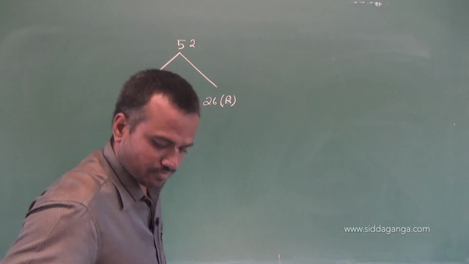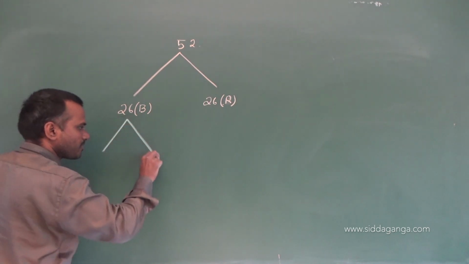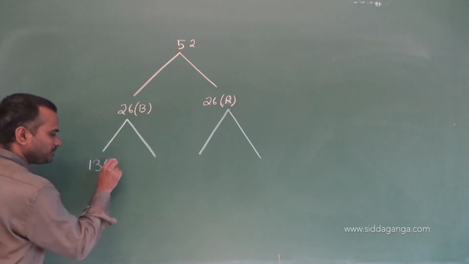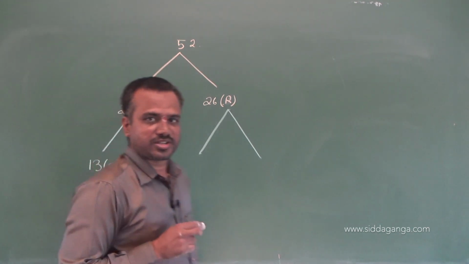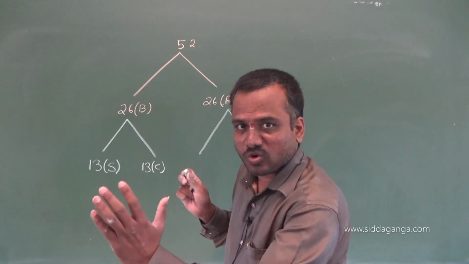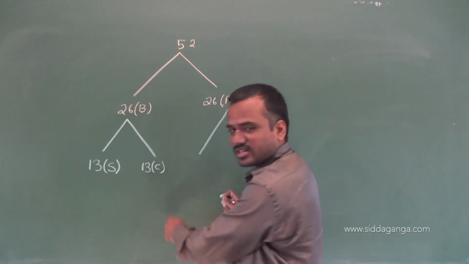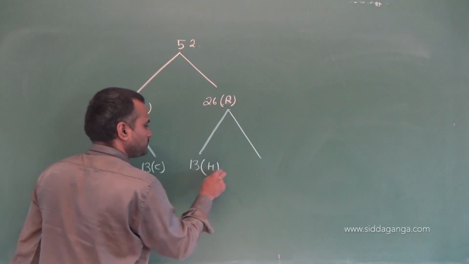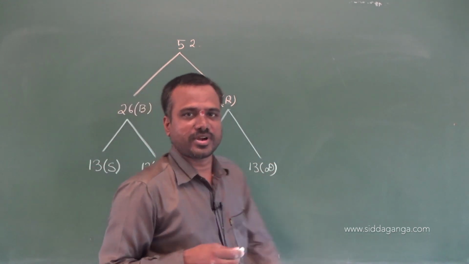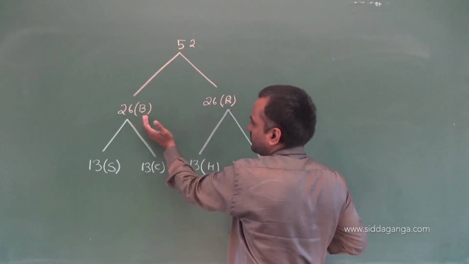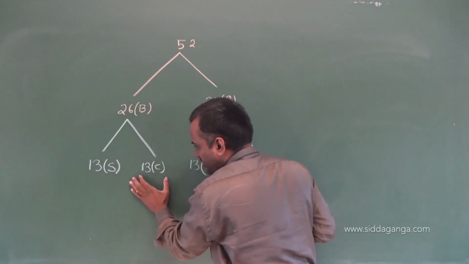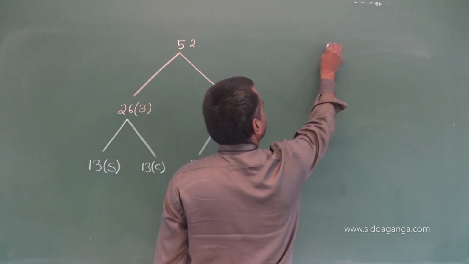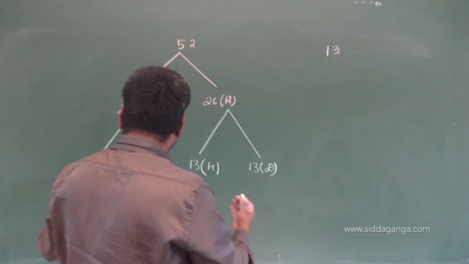Again, the 26 black cards we divide into 2 categories, 13 spade and 13 club. Again, the 26 red cards we divide into 13 heart and 13 diamond. So 52 we divide into two parts, 26 black cards and 26 red cards, then 13 spade, 13 club, 13 heart and 13 diamond. And each pack has 13 cards, that is very important.